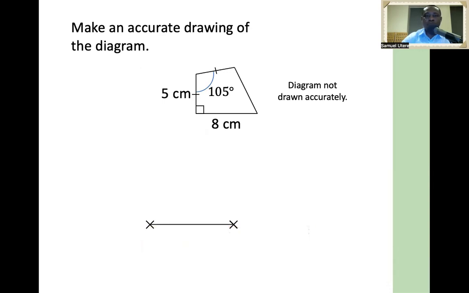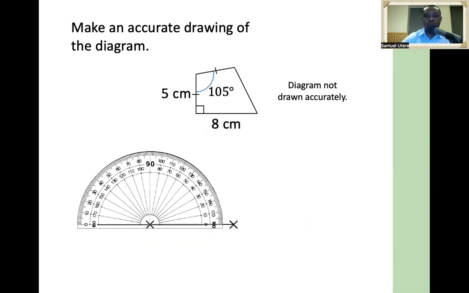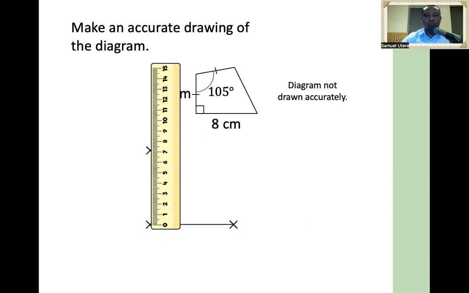Next, you put your protractor at the left end of the line because that is where we want to mark our 90-degree mark or angle. And you place a mark on top of the protractor where your 90-degree point is. Next, you use a ruler and draw a 5 centimeter line.